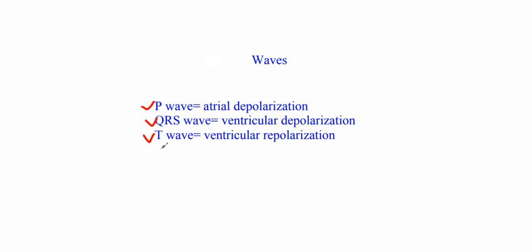Now, what do those waves mean? Well, the P wave occurs when the electrical signal is going from the SA node, right, to the AV node, okay? This is atrial depolarization. The QRS wave is where it's going from the AV node to the Purkinje fibers, right? So it's going around the 2 ventricles. Purkinje, yeah? So that's causing then ventricle depolarization.